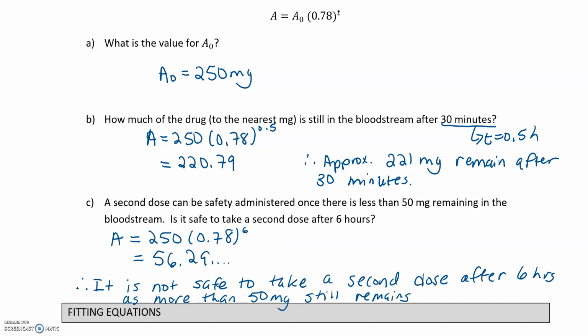We recognize that we're not ready for a second dose after 6 hours because there's still more than 50 milligrams remaining in the bloodstream. So this is the last example of exponential decay.